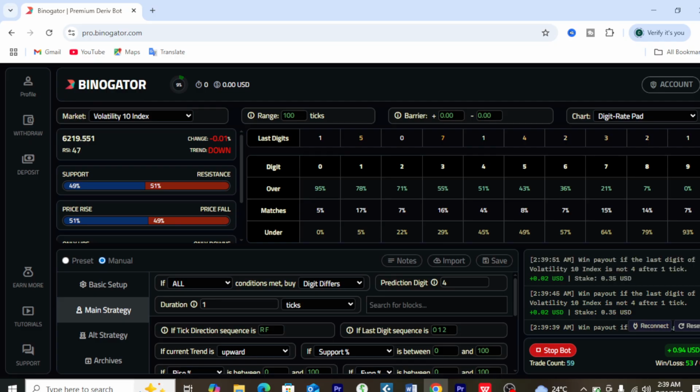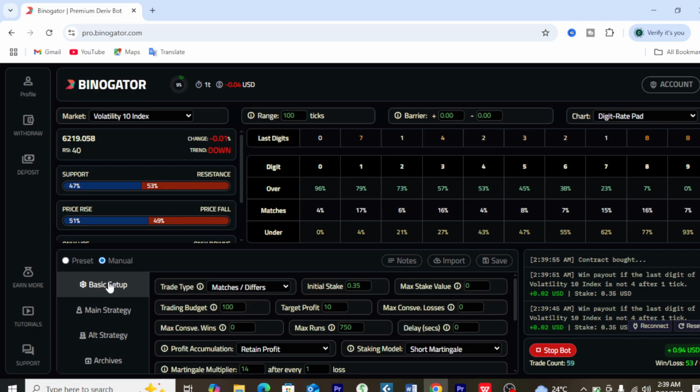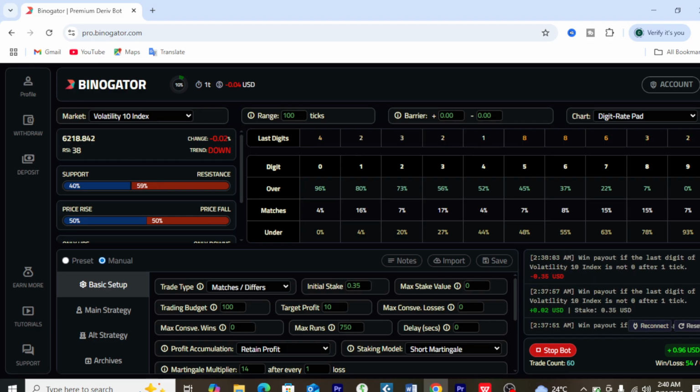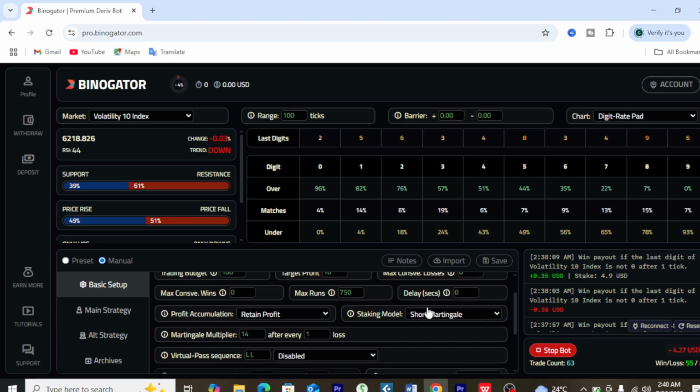Another thing I need to discuss now on this strategy is the martingale. So this strategy has a high martingale stake. For example, the martingale after this: I bought with $0.35. The next stake I used was $4.9. So another thing about this strategy is that the martingale is quite high. So you have to really police the strategy.